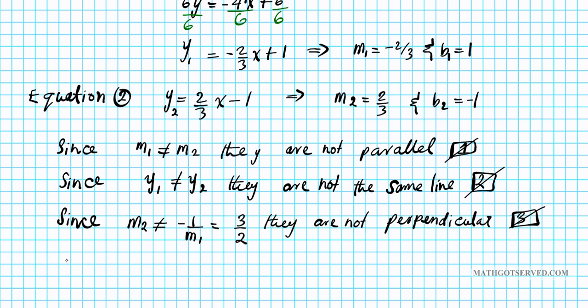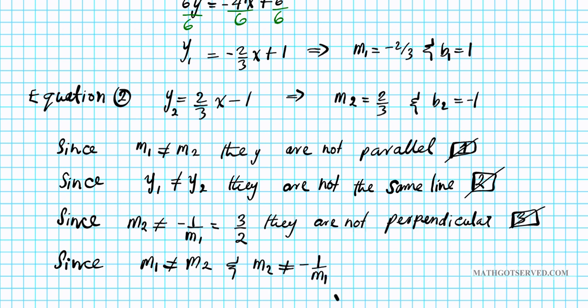All right, so since M1 is not equal to M2, that guarantees that they are not parallel. If two lines are not parallel, they must intersect either once or an infinite number of times. We know infinity is not an option here because they're not the same. And M2 is not the negative reciprocal of M1. It's not 3 over 2. That guarantees that they are not perpendicular. M2 is not equal to negative 1 over M1.